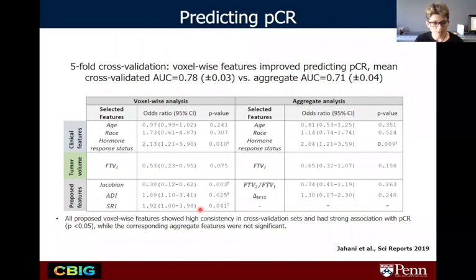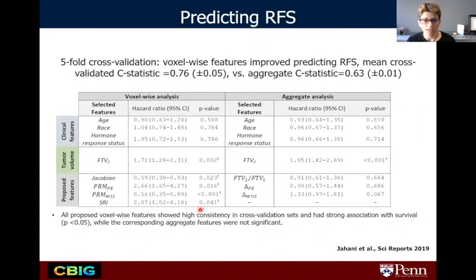And so we were able to see with cross-validation experiments in that setting, we didn't have an independent validation set yet, although we're trying to think about utilizing the I-SPY2 data, that these voxel-wise features were able to improve the prediction of pCR versus when we're talking about aggregate features, so features that are extracted as an average from the entire tumor volume or from hotspots, which is something that, again, makes a little bit of sense. And similarly, when we look at survival, the statistic increases significantly when you're looking at aggregate features versus these voxel-wise registration extracted features, even when you account for conventional clinical features and the conventional functional tumor volume.